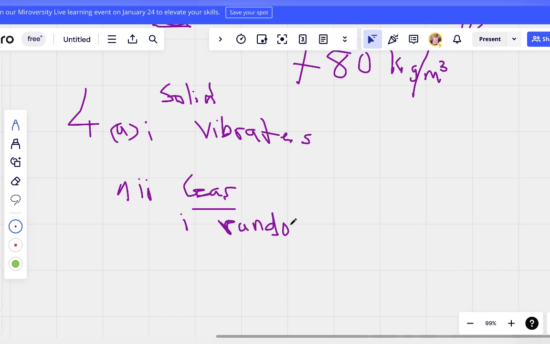Randomly or zigzagly or haphazardly in all direction. That's 1 point. Not one direction, in all direction. They move randomly, zigzagly, haphazardly. You can use this terminology, in all direction.